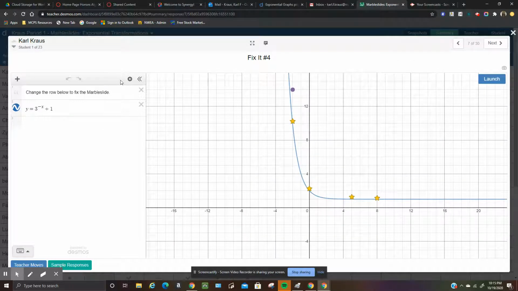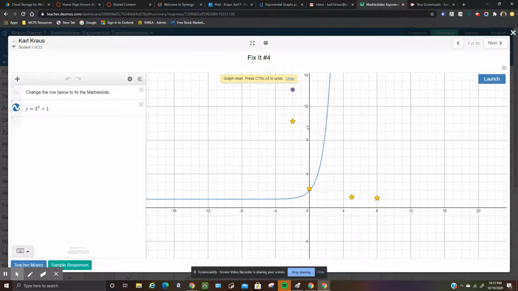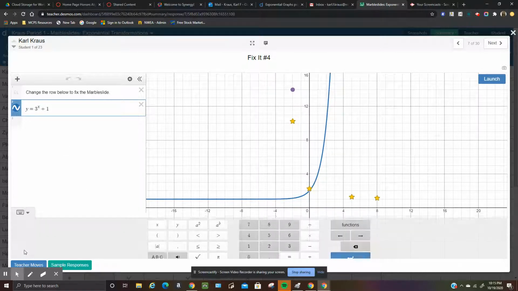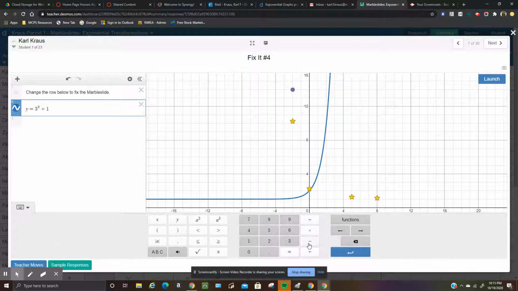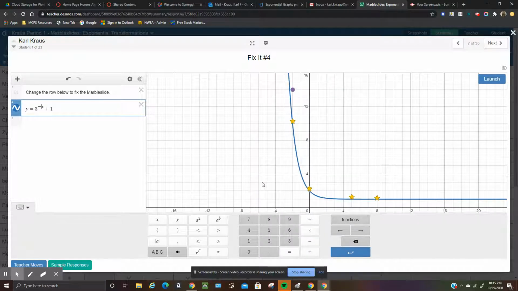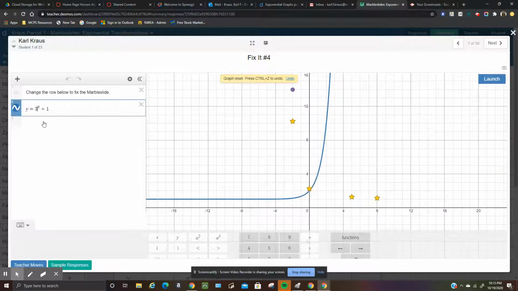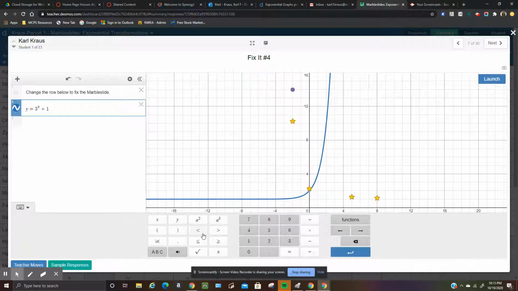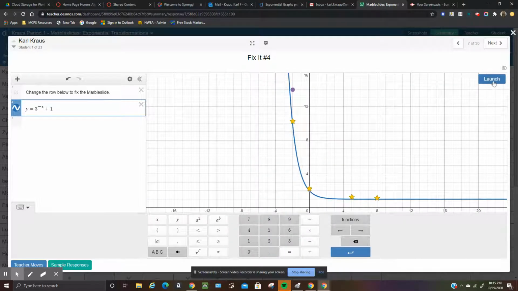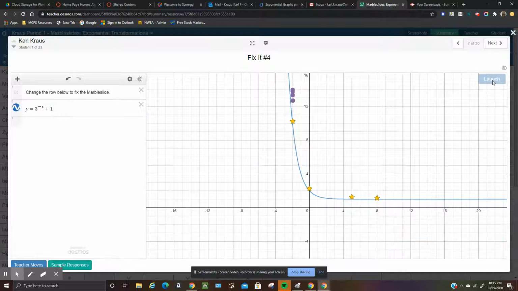And number 7, let me reset this one. So I want the graph reflected over the y-axis, so I want to make it a -x there. So -x in the exponent. And let me see. Yeah, just a -x in the exponent will work. So that gets everything.